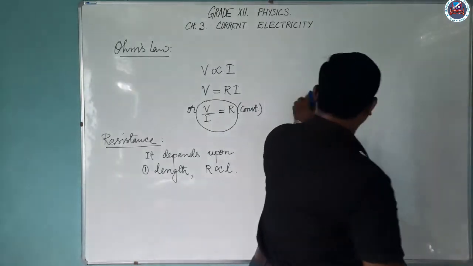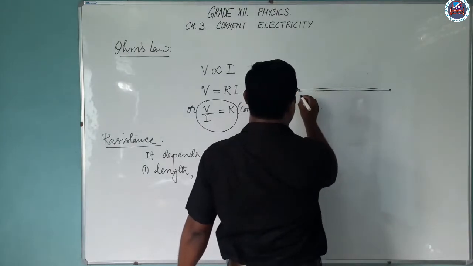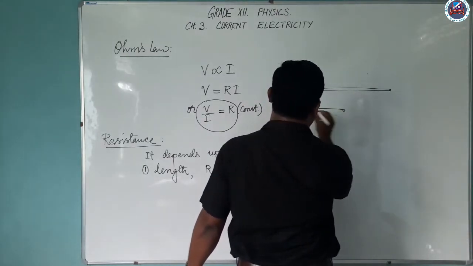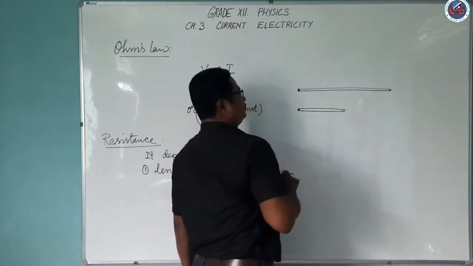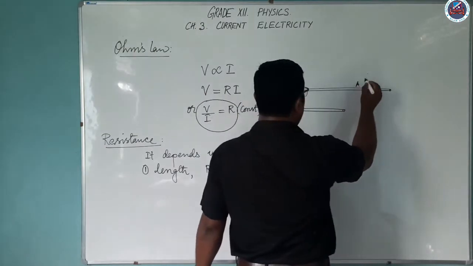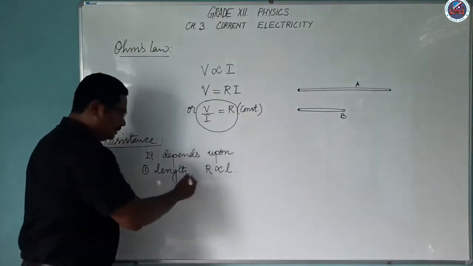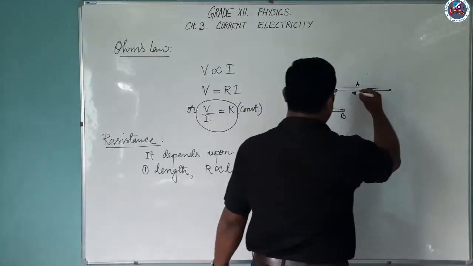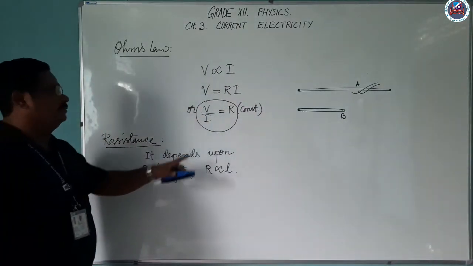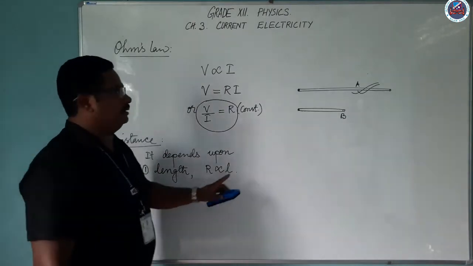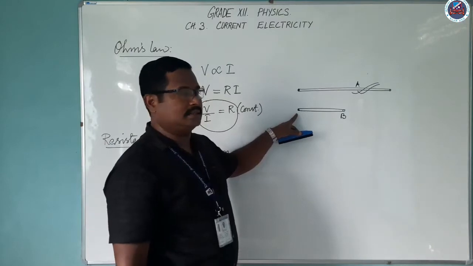Let me draw and show you here. Suppose I have taken two wires. You can see one wire. This is the other wire of the same area of cross section, that means the same thickness. Then wire A is longer in length than wire B. So resistance is directly proportional to length. Wire A will offer more resistance than wire B. But you have to keep in mind that the thickness must be the same in both cases.